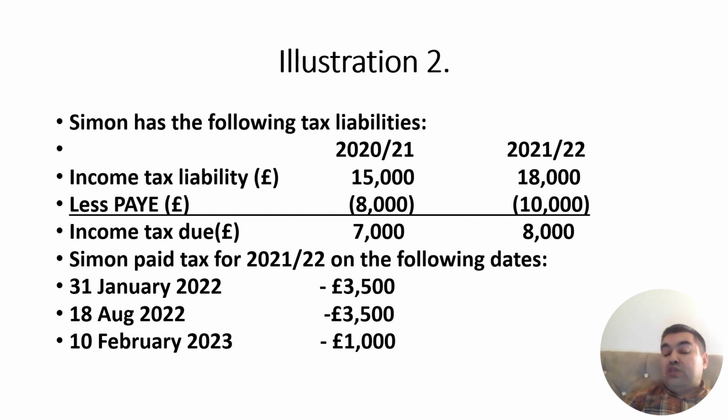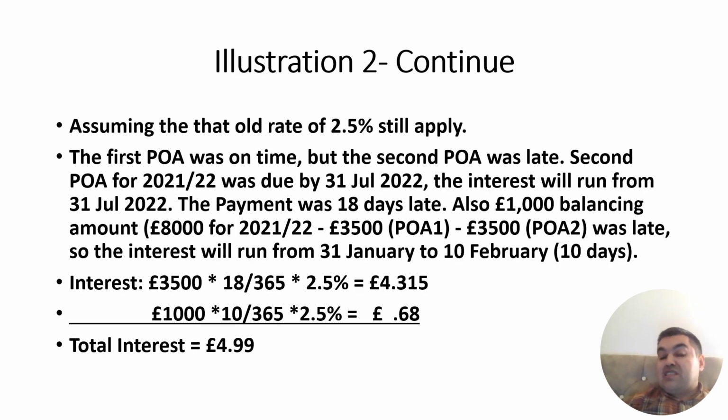On 18th of August, he made another payment. Remember, the first payment on account is on time. The second payment on account is 18 days late, as it was due on 31st of July. And then the balancing payment: for 2021-22, the income tax due is 8,000. Because of the payment on account, he needs to make payment in advance. The balancing payment is late by 10 days. So you will calculate interest this way.